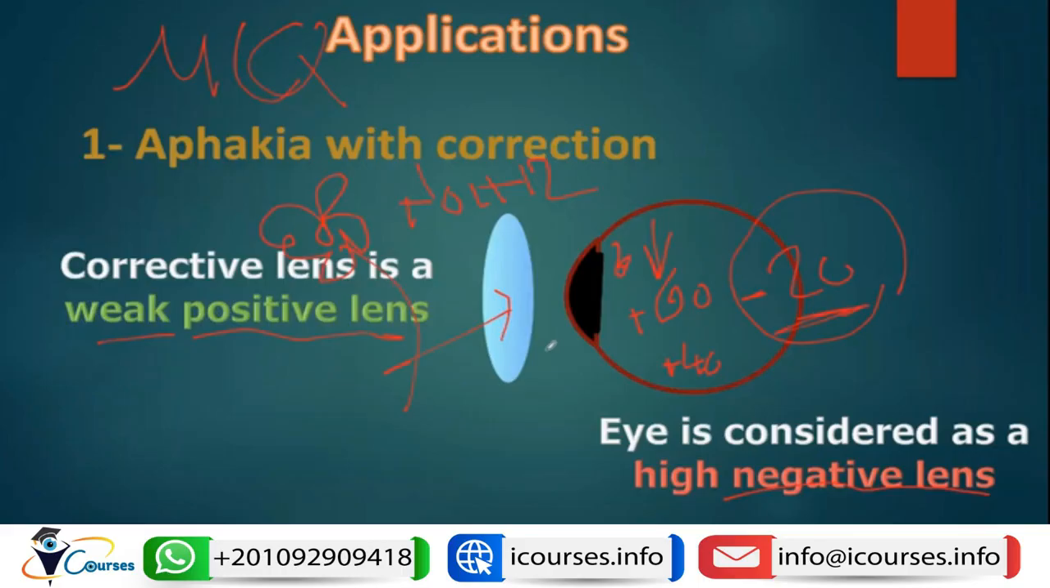In order to know the magnification power of this system, we can consider it like a telescope. This will be the objective lens, and this will be the eyepiece. So the magnification will be the objective lens power divided by the eyepiece power. This is one of the theories that explains the magnification effect of the spectacle, which will be about 30%.